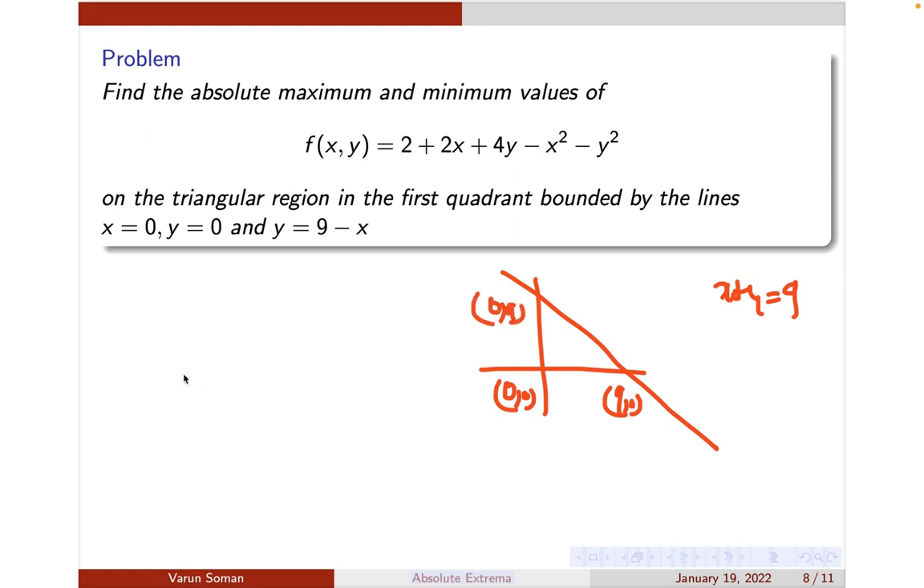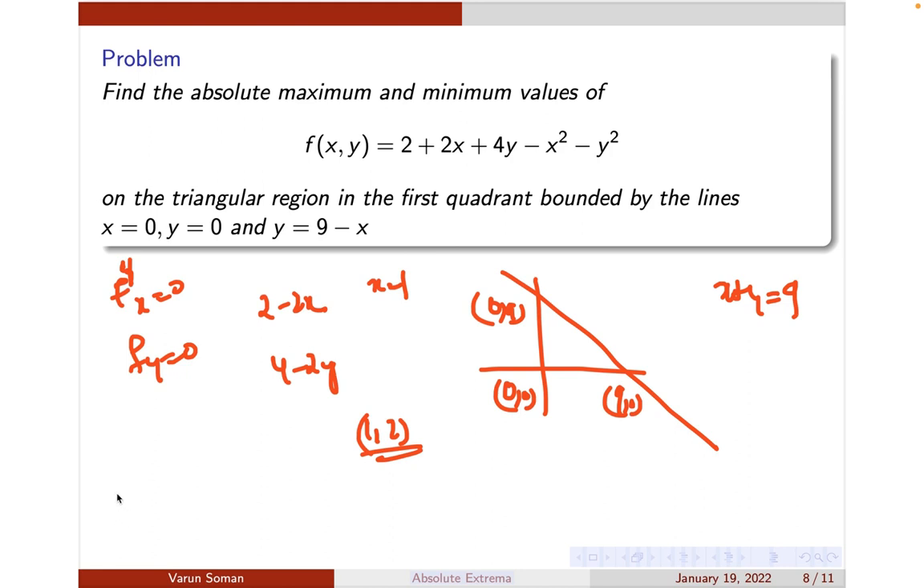So what are the steps involved? We have drawn the region. First you find the critical points by putting fx equal to 0 and fy equal to 0. What is fx? Fx is actually 2 minus 2x. And fy is actually 4 minus 2y, right? So when you equate them to 0, you will get the value of x as 1 and the value of y as 2. So only one critical point, that is 1, 2. We can form the table with x, y, and I have got one value, that is 1, 2.